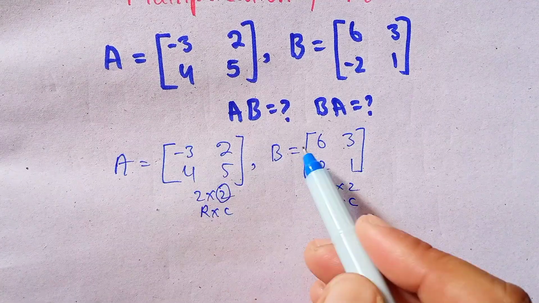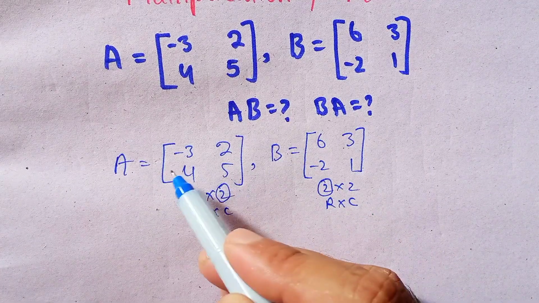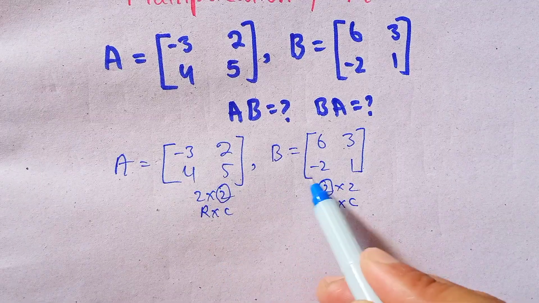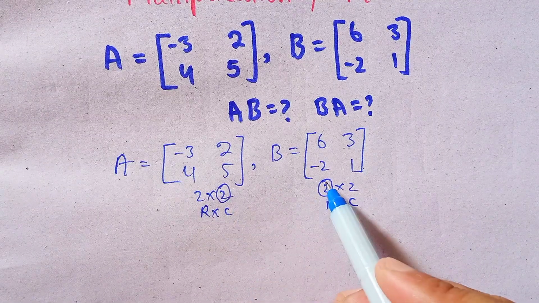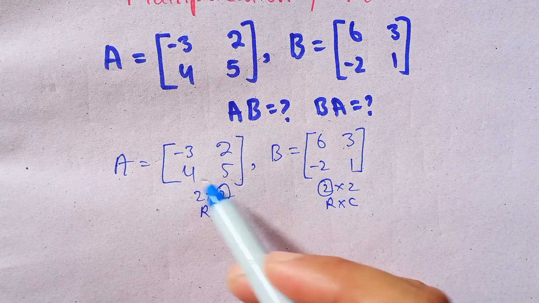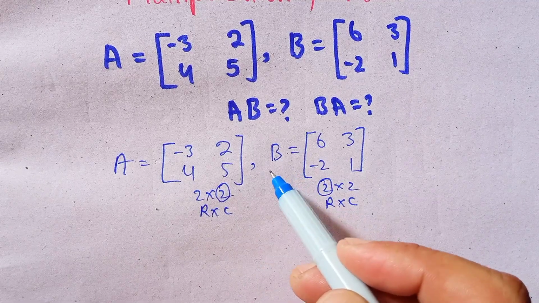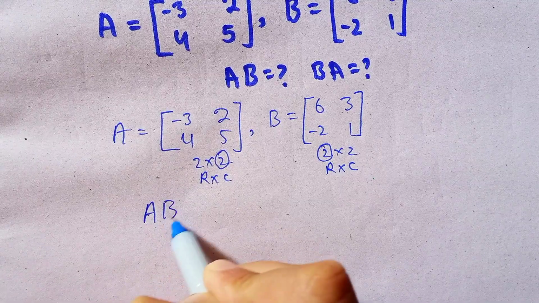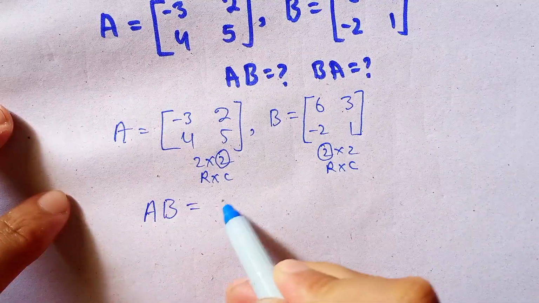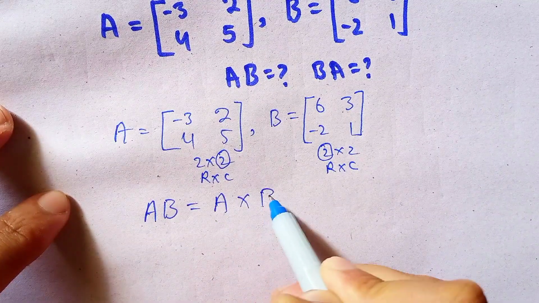To multiply the two matrices A and B, the number of columns of matrix A must be equal to the number of rows of matrix B. So here there are 2 columns and here there are 2 rows. So we can multiply these two matrices, or simply we can write it as AB, or the product of AB, equals A times B.